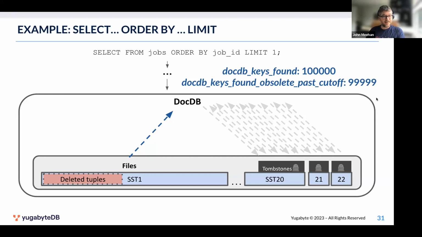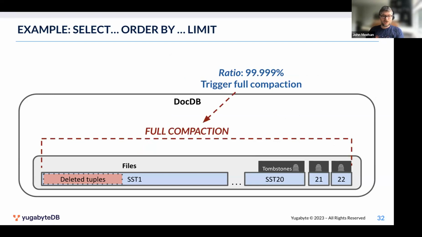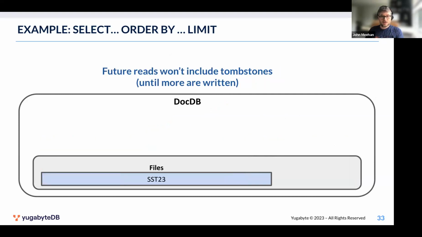And so the next time that window slides and we reevaluate the ratio, we'll determine that a full compaction is needed on this tablet. And then once the full compaction runs, everything will be pushed into a single file. Those tombstones and the tuples that they delete will essentially cancel each other out, and we will have a file of only live tuples. Future reads won't include those tombstones, again, until more are written, inevitably.